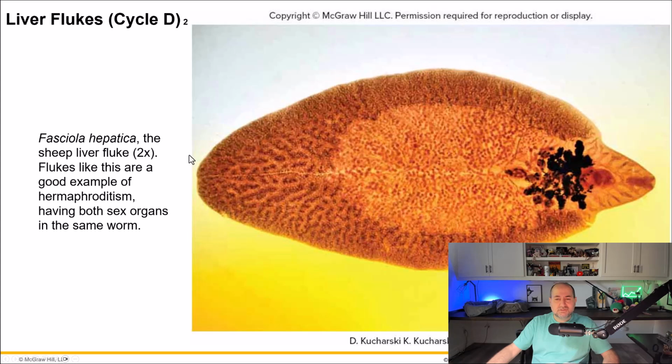And this fasciola is interesting. Unlike schistosoma, which remember had the long, slender female and the wider grooved male, fasciola, which is another type of trematode, is hermaphroditic, which means it has both sex organs within the same worm. It can make the sperm and the eggs within the same worm.